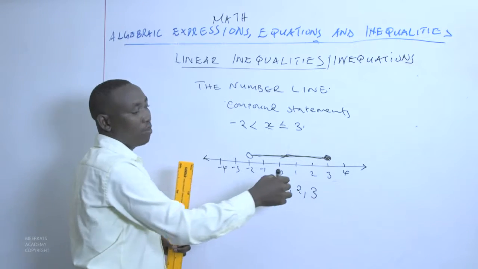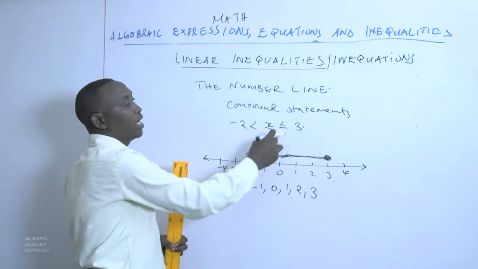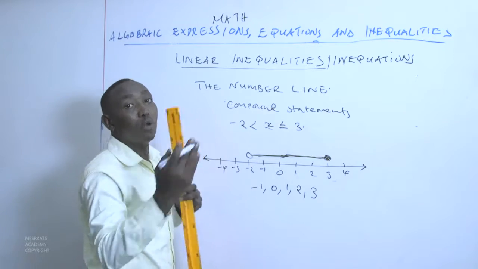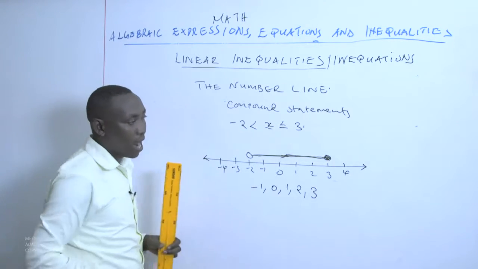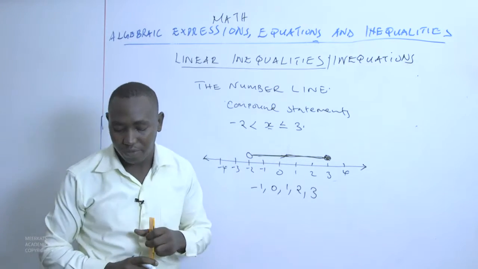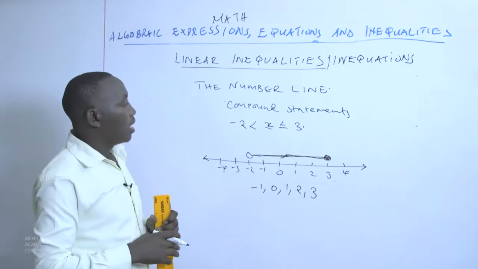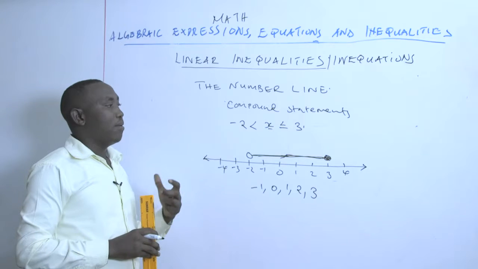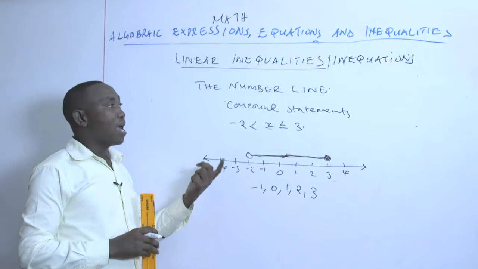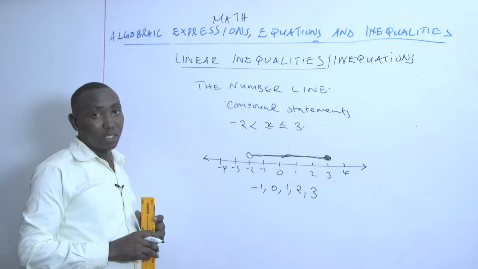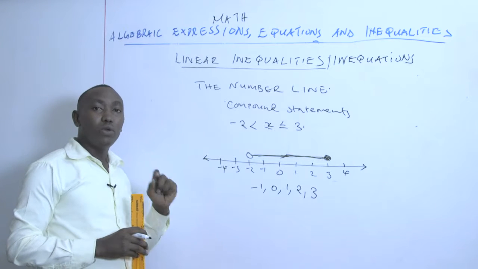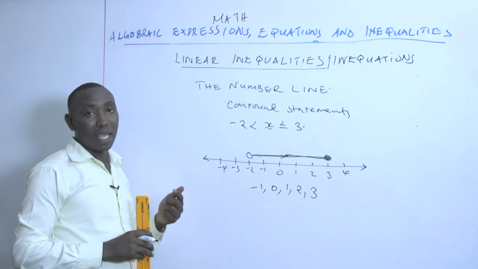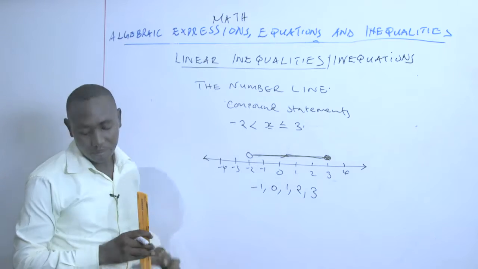We point out 3 because 3 is included. We are told it is either less than or equal to. So it is part of the answer. Now what happens with the inequality symbol when you divide or multiply by a negative number?